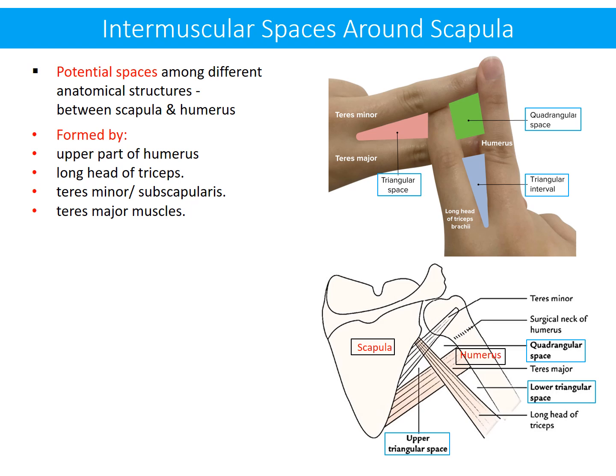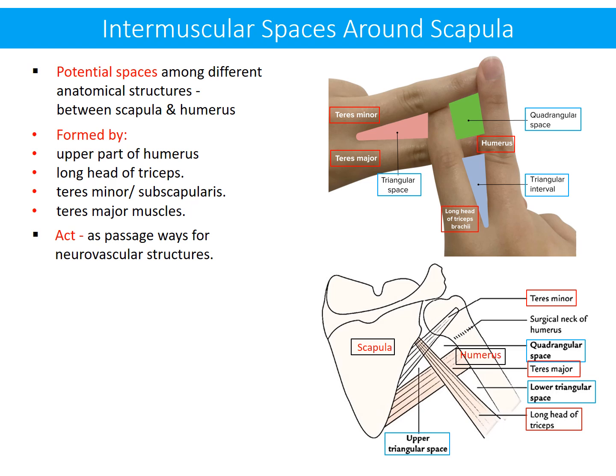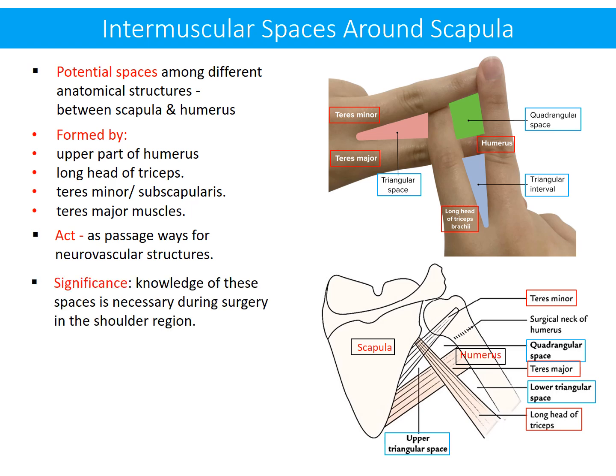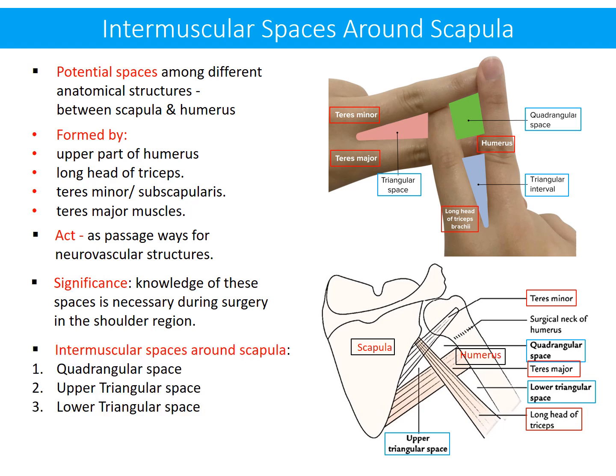These spaces are formed by the upper part of the humerus, the long head of triceps, and the teres minor, subscapularis, and teres major muscles. They act as a passageway for neurovascular structures. Knowledge of these spaces and the structures which pass through them is necessary during surgery in the shoulder region.